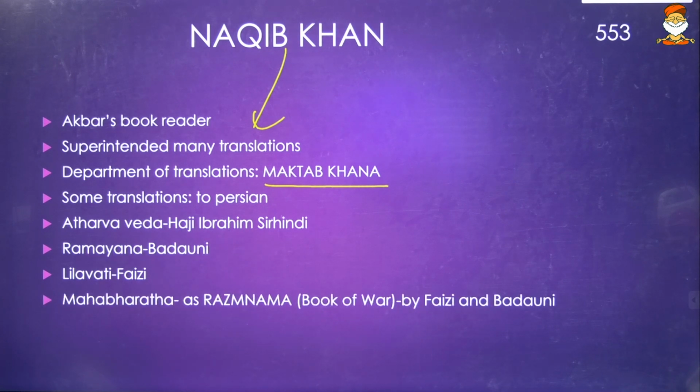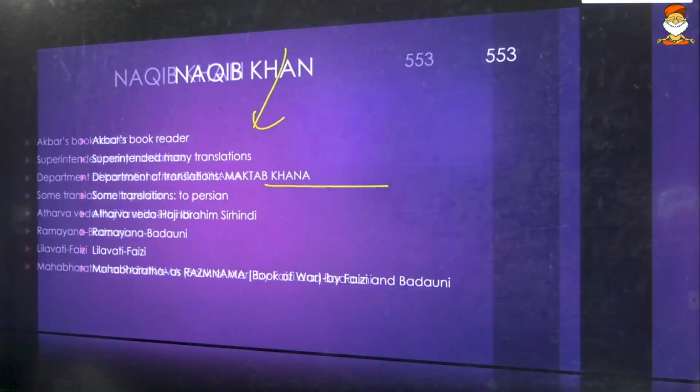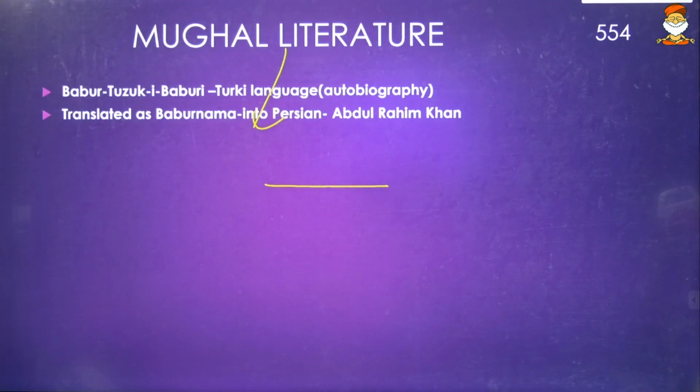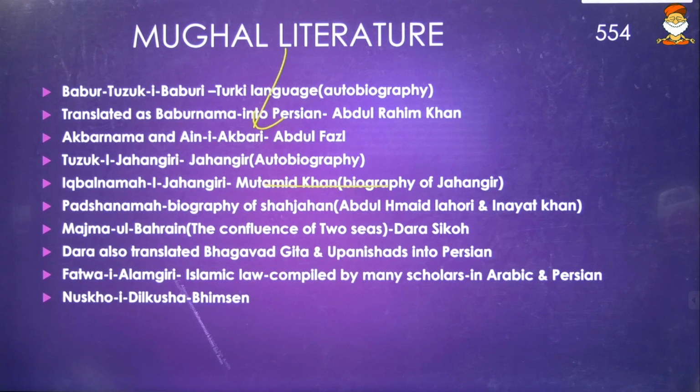That is a book of war, by Faizi and Badoni. So these are all the literature, some of the famous Hindu literature that got translated into Persian, particularly from that translation department. The translation department is called Maktab Khana, and the head of that department was Nakib Khan, who was also personal reader to Akbar. And some more literature of Akbar's time period. All the lists I have given over here. You can just go through these ones.